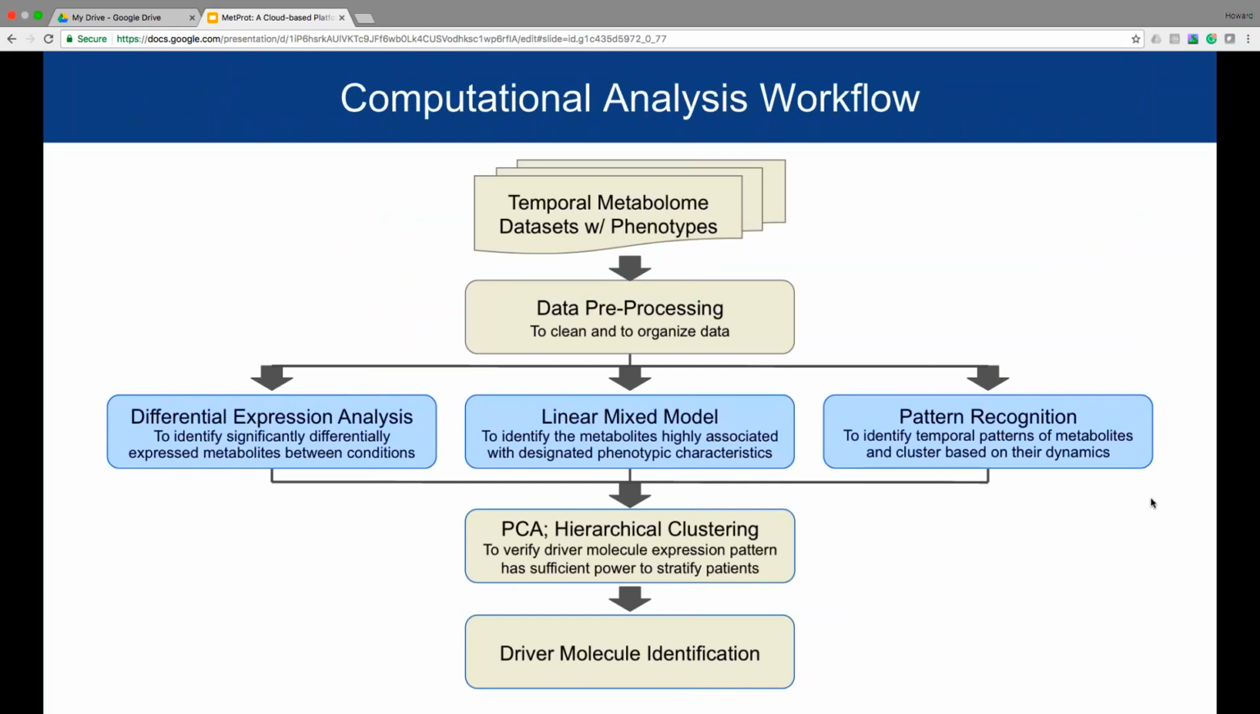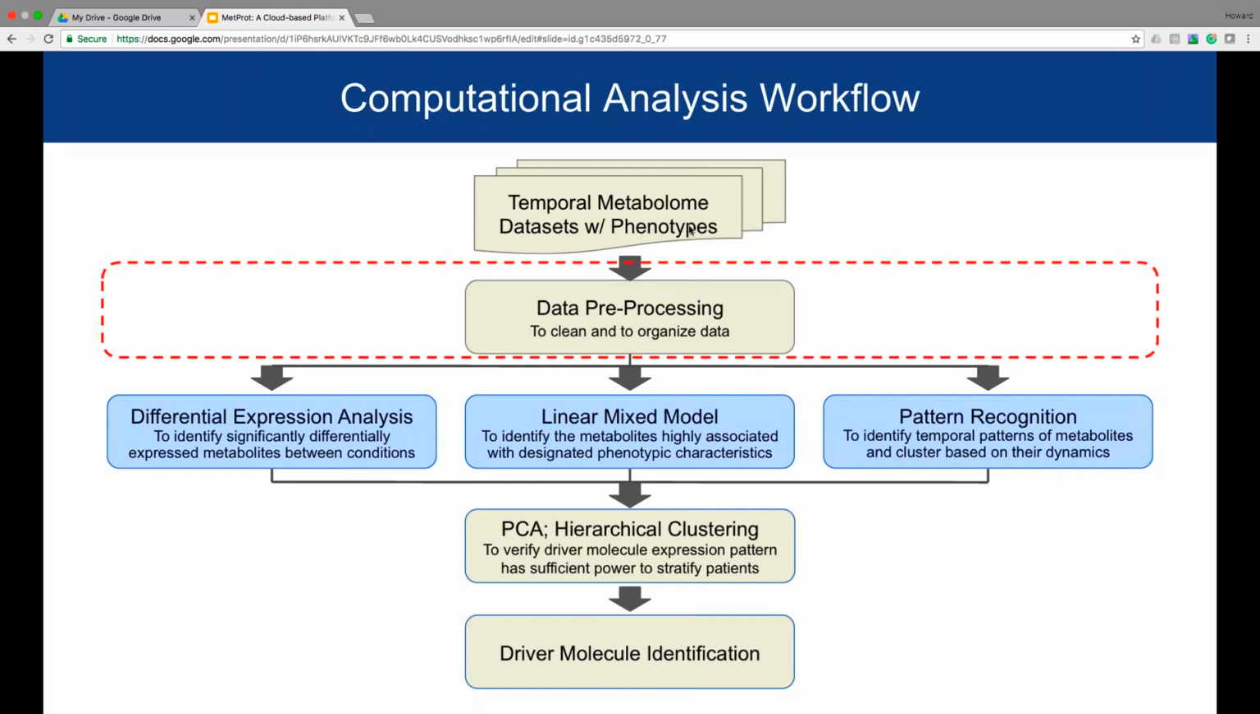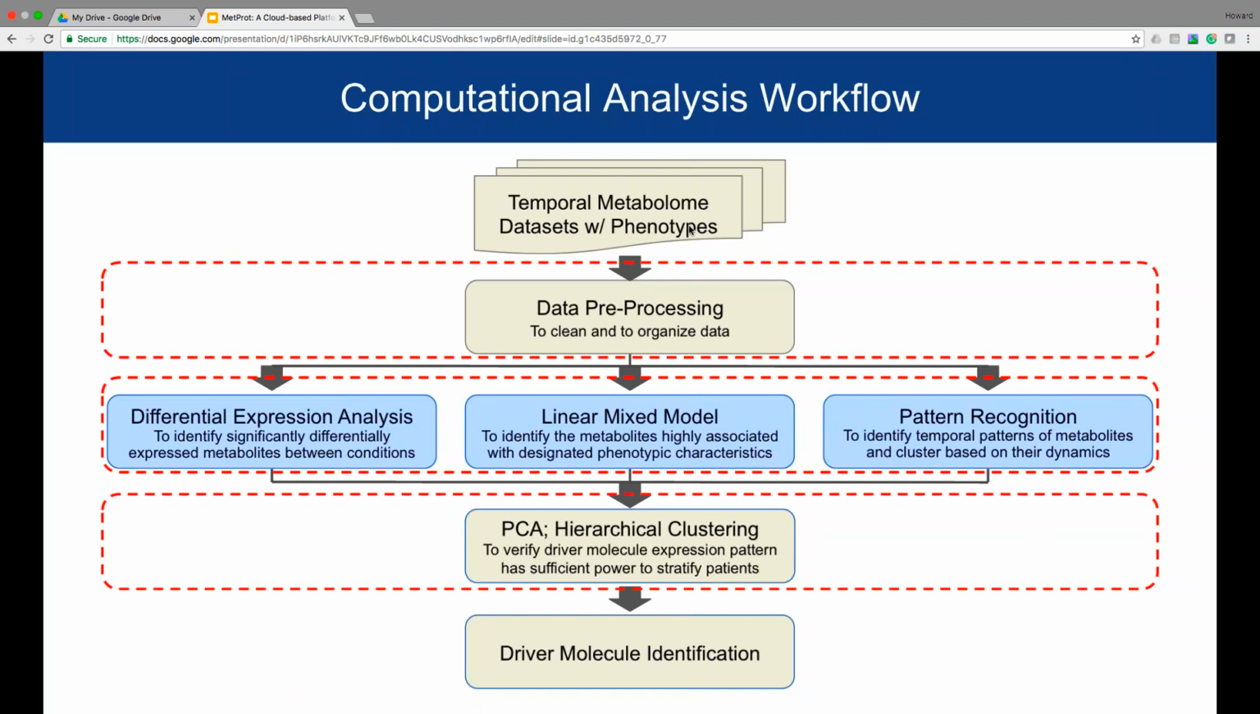So this diagram is a schematic overview of the computational workflow. It takes time series omics data sets with phenotypic information as input, and the pipeline mainly consists of 3 layers: cleaning, analyzing, and verifying. The output is the identified driver molecules.